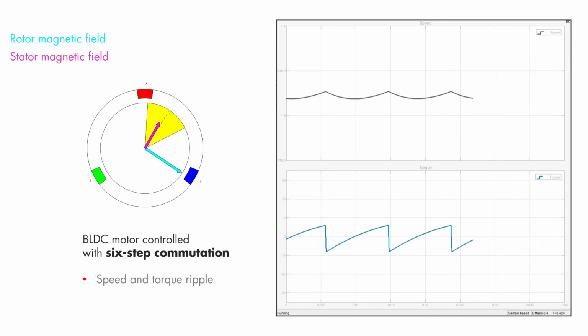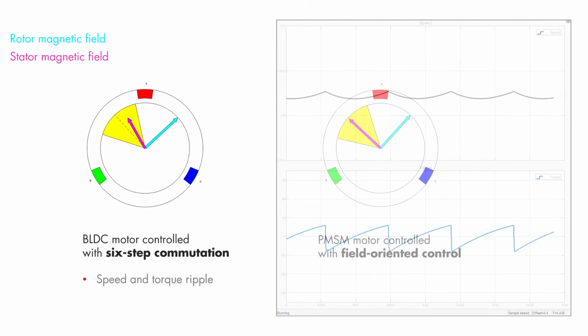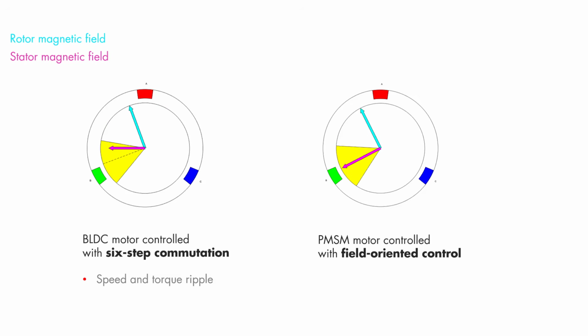We overcome the shortcomings of the six-step commutation with field-oriented control on PMSM motors. Here's another animation that shows us the resulting rotor and stator magnetic fields when we implement field-oriented control on a PMSM motor. You see how the stator field direction stays always orthogonal to the rotor field.